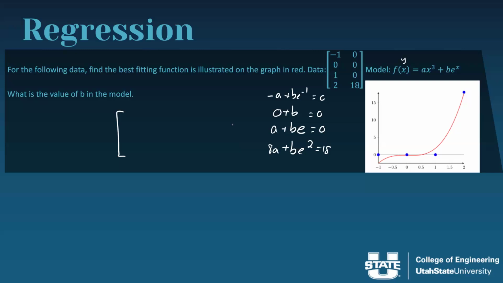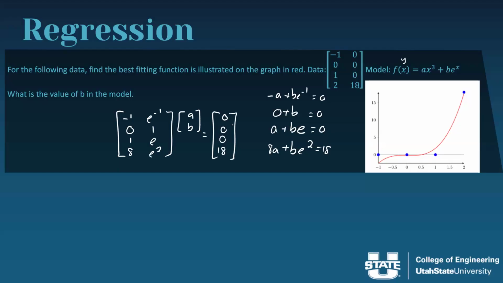So this first column is going to represent the coefficients in front of our a. So this first one is -1, then 0, then 1, and then 8. And the second column is going to represent the coefficients in front of our b. So that's e to the -1, 1, e, and e squared. And then we'll multiply that by a and b. And then on the other side, we're going to have our y values. So 0, 0, 0, 18.